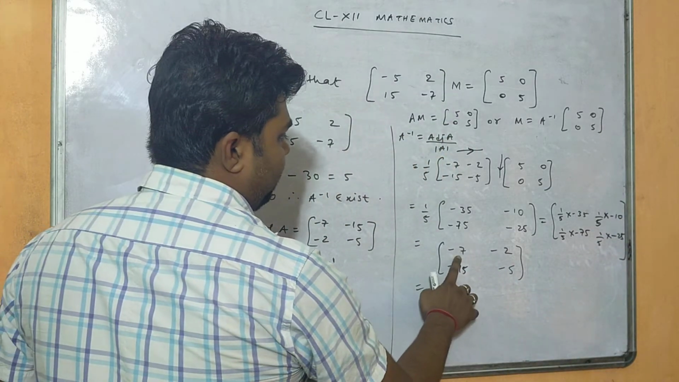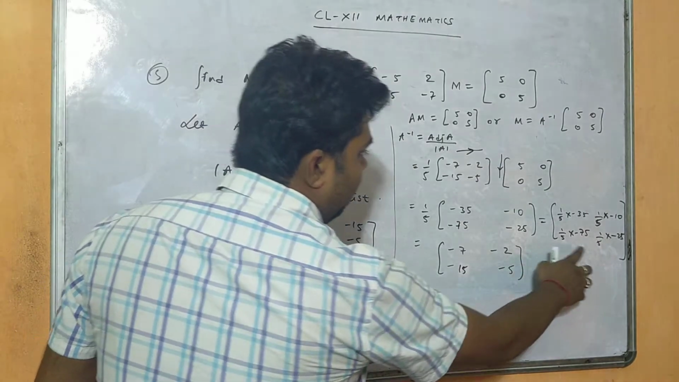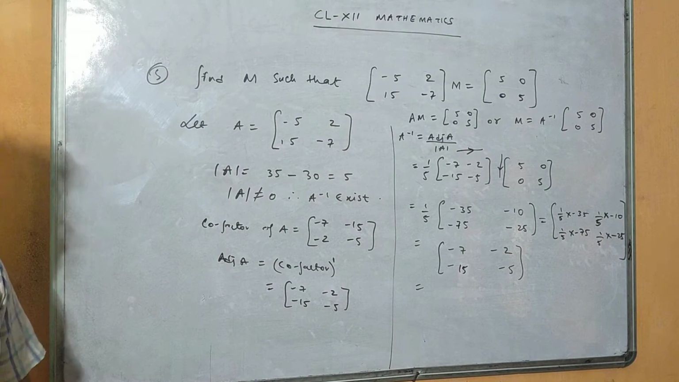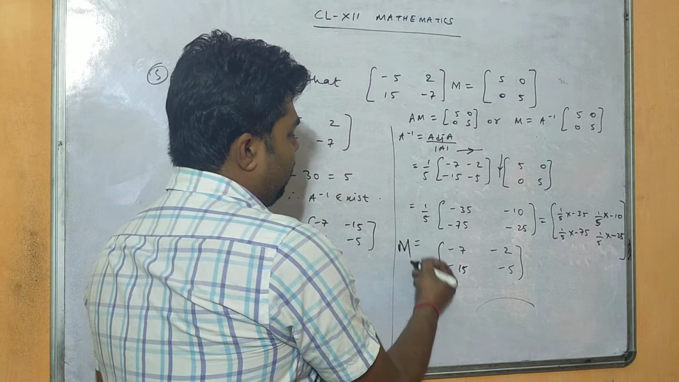So 5 7s are 35, 5 2s are 10, 5 15s are 75, and 5 5s are 25, and we'll put the negative sign inside, right, as it is. So this is our required answer. So this is the value of m.